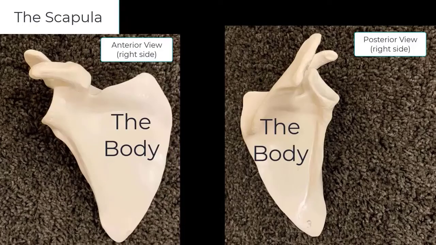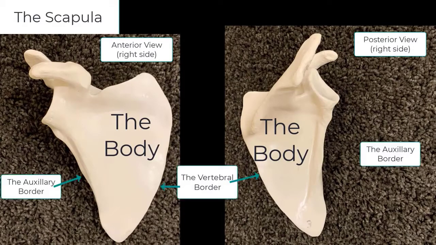the last three landmarks you should be aware of are the body, and that's the main part of the scapula, the axillary border, and that's the border that is lateral, and the vertebral border, and that's the border that is medial, because it's closest to the vertebral column.